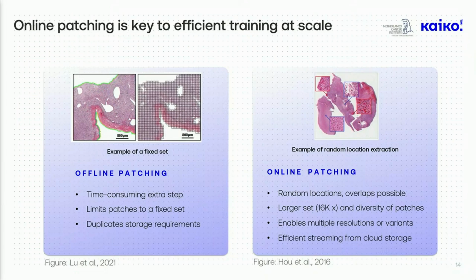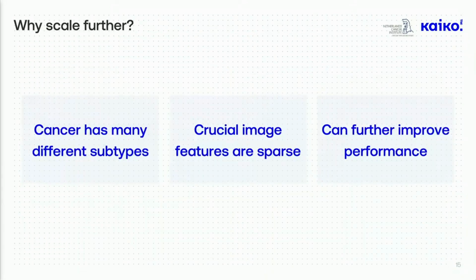It's going to be much too expensive if you have to generate all those patches up front. So we developed a method to stream this data efficiently from cloud storage, and that will be very beneficial if you scale up the trainings. Now, why would you scale further?